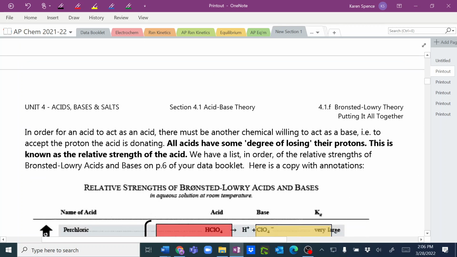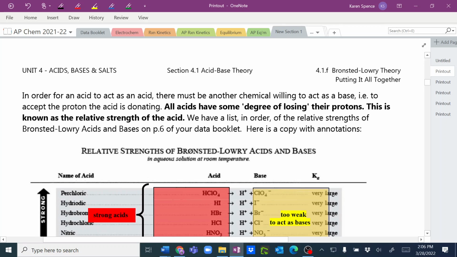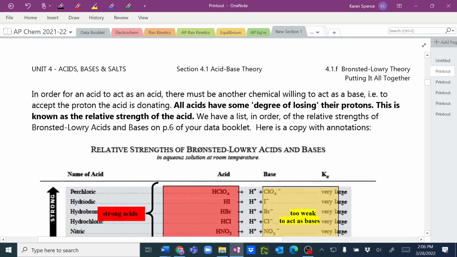Now, in order for an acid to act as an acid, there must be another chemical willing to act as a base, just like you could not have oxidation without reduction, yes? And just like we had things which had a higher oxidation potential and a lower oxidation potential, we have acids which are better at losing their protons and acids which are not as good at giving away their protons, yes?